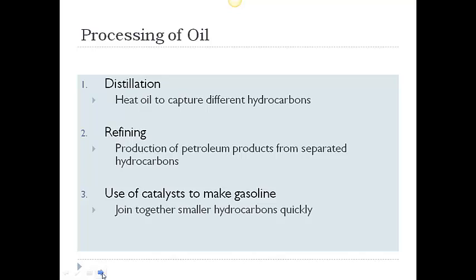Now to make gasoline, which we're all most familiar with, what you actually do is use what's called a catalyst, a chemical catalyst, to help speed up a reaction. And the reaction is to join a bunch of small hydrocarbons that were made in the process of refining, bond them together quickly, and we get what we call gasoline.